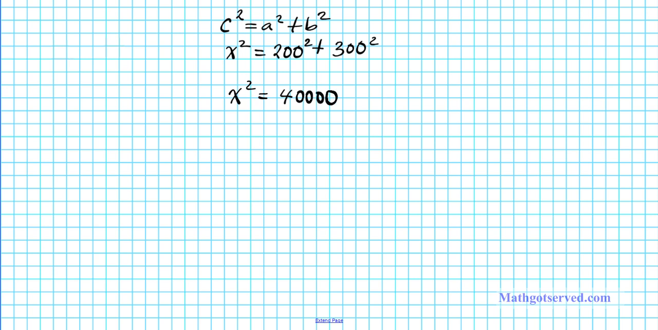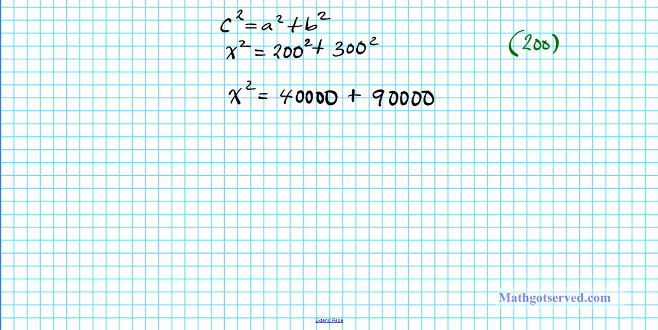4,000. Actually, it's not 4,000, it's 40,000. And then plus 300 squared, you square the 3, you get 9. And then 2 pairs of zeros is 4 pairs of zeros. I mean, 1 pair of 0 gives you 2 pairs of zeros. Okay?